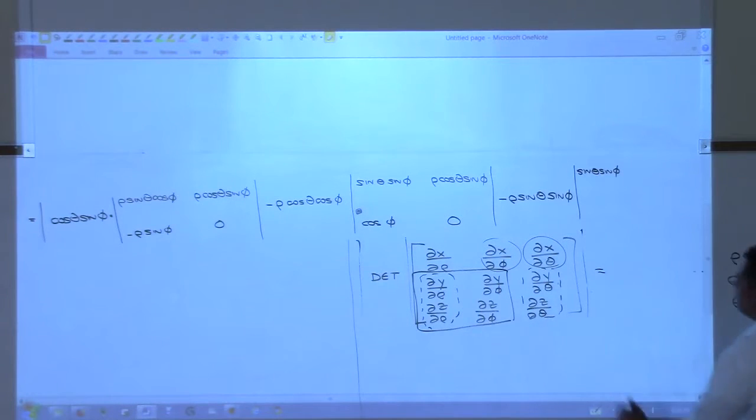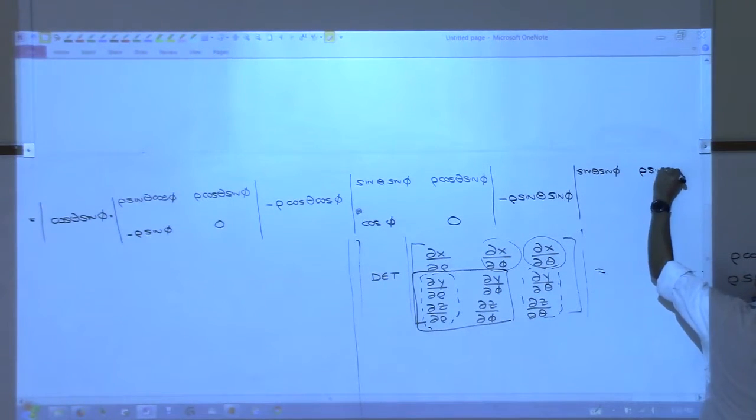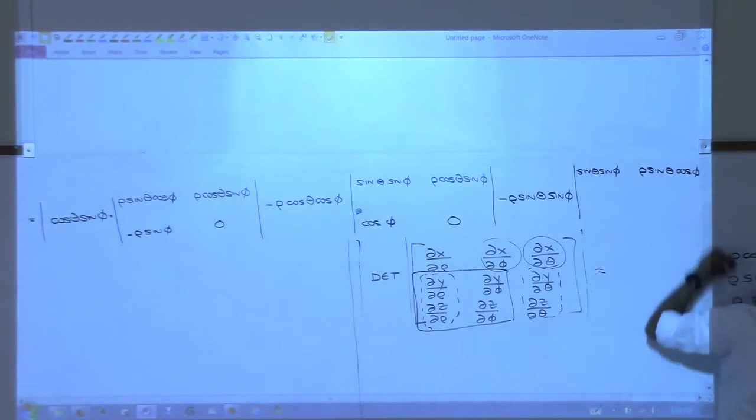Yeah. Let's do y with respect to phi. Y with respect to phi is this one, so that's going to be rho sine theta cosine phi. Almost there, almost there. Partial of z with respect to rho, cosine phi.